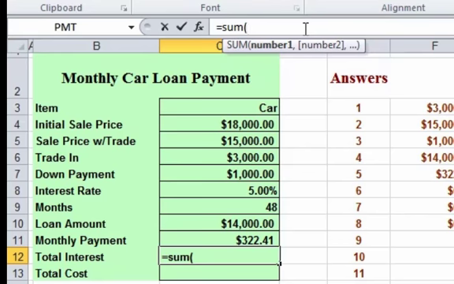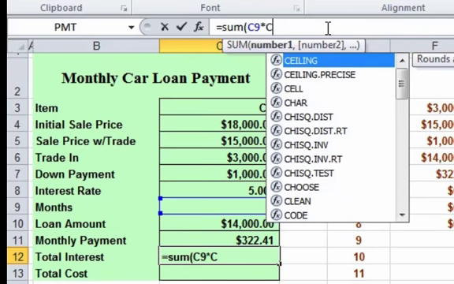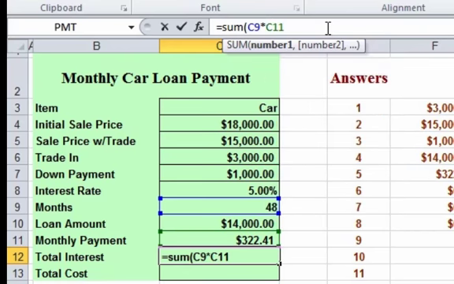I keep putting in 48. I should put in the cell reference C9, because if we change that, then it'll update based on what we put in. So I'm going to put in C9, which is my months, times my monthly payment, which is the $322, which is C11, and then I'm going to subtract the amount of the loan, which is actually the $14,000, which is C10, and it'll do the multiplication first, then subtract the other.